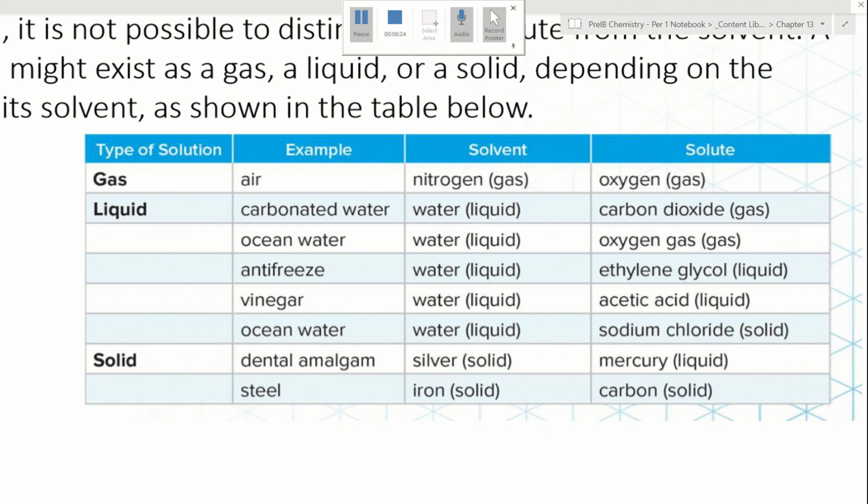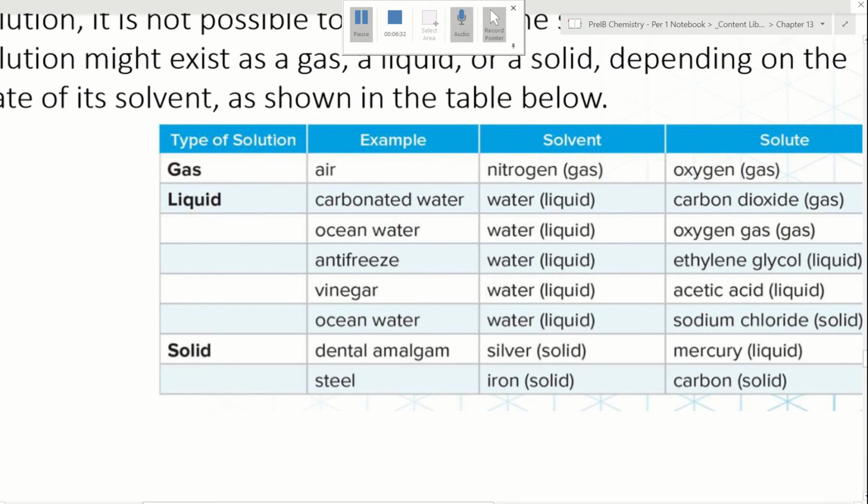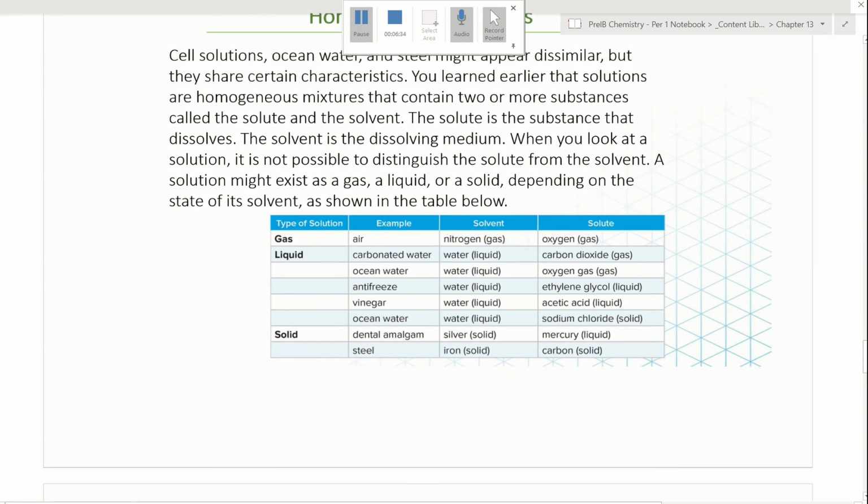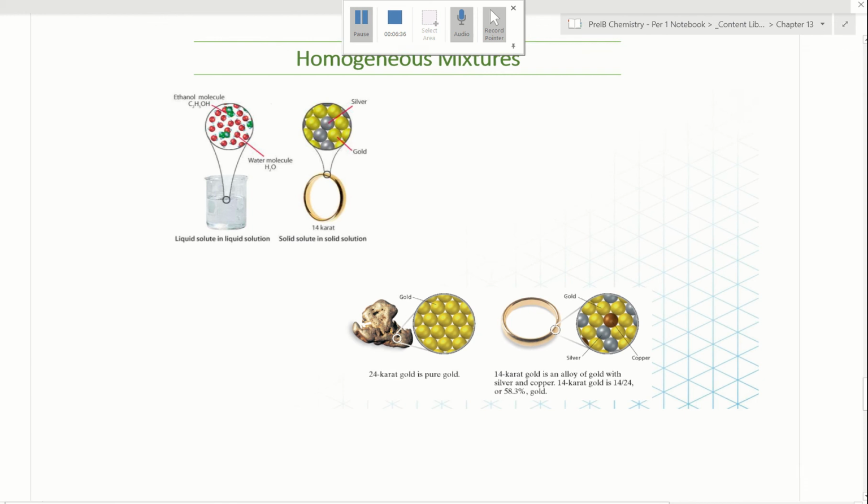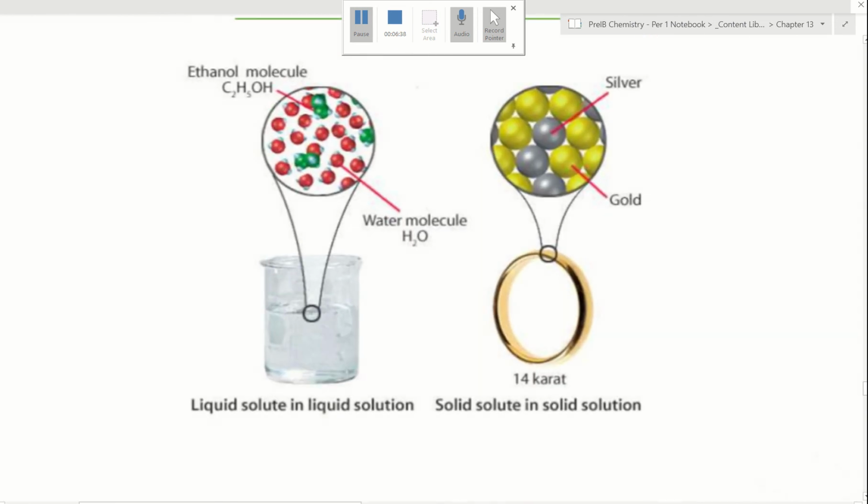And in fact, most things that we deal with in the lab and most things that you deal with in everyday life are actually solutions. Very rarely do we deal with things as a pure thing. Here's a liquid solute and a liquid solution. We have ethanol and water makes a solution. This is actually the composition of most alcoholic drinks.